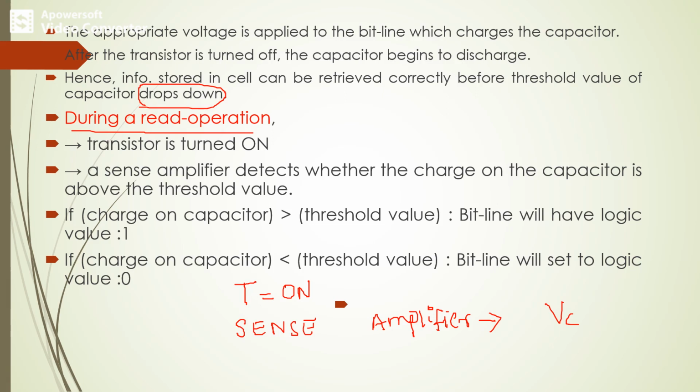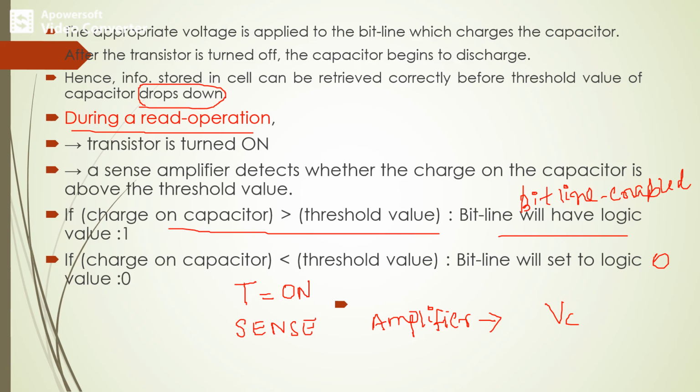If the charge on the capacitor is greater than the threshold value, the bit line will have the logic value 1, that means the bit line is enabled. If the charge on the capacitor is lesser than the threshold value, then the bit line will be set to 0.